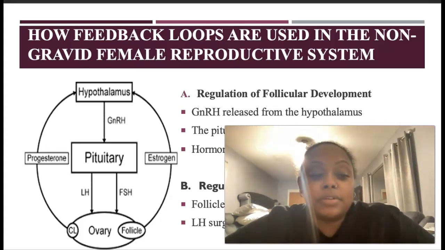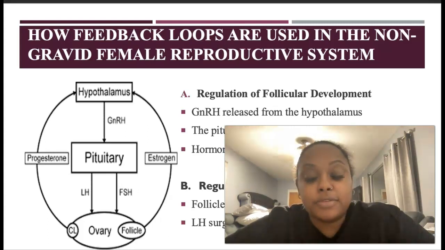There are 4 major hormones involved in the menstrual cycle. That's LH, estrogen, progesterone, and FSH.